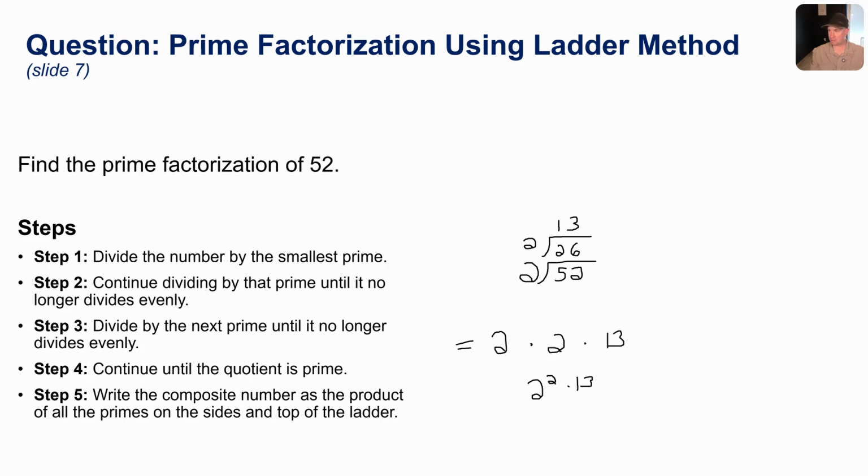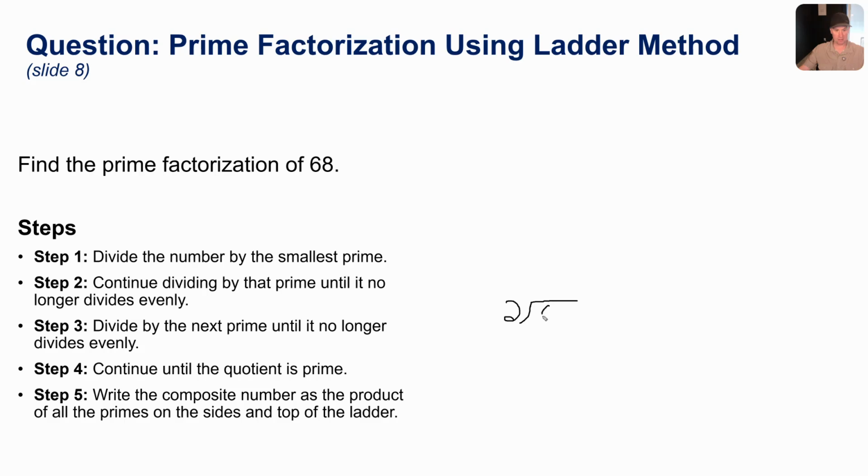Okay, let's try the next number. The next number is to find the prime factorization of 68 here. So I'm going to, again, divide. Basically it looks like our ladder here. Divide 2 into 68. Well, 2 goes into 68 34 times. We're going to try 2 into 34 again, which it does go in. 2 goes into 34 17 times.